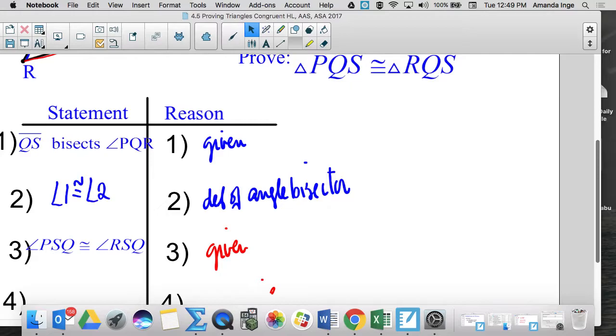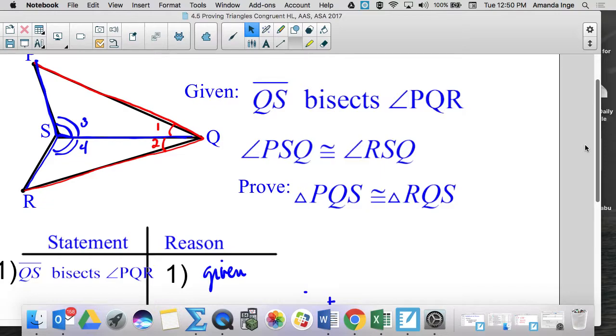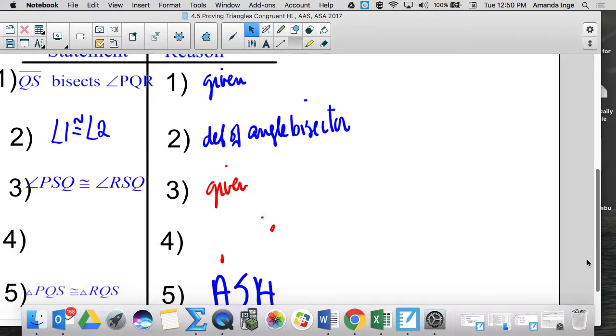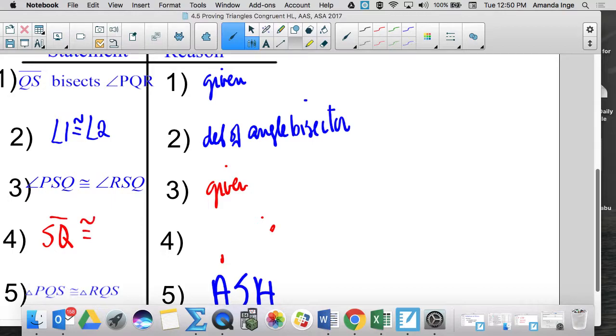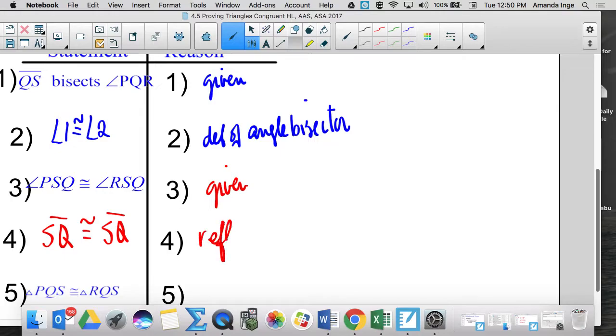If you go back and look at our picture, you see where these two triangles are stuck together. So what side do they have in common? SQ. Good. So they have that side in common. So we're going to say SQ is congruent to SQ, and what would be the reason? The reflexive property, yes, correct. All right.